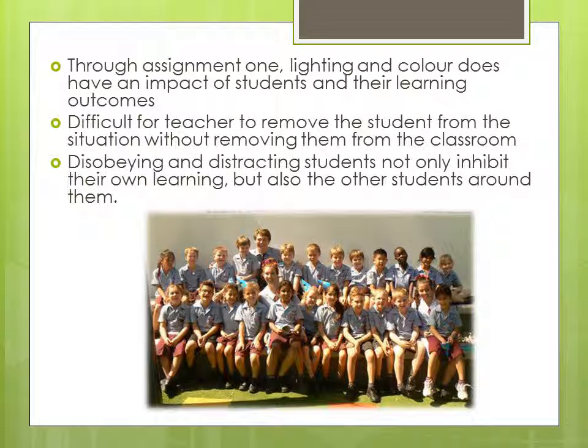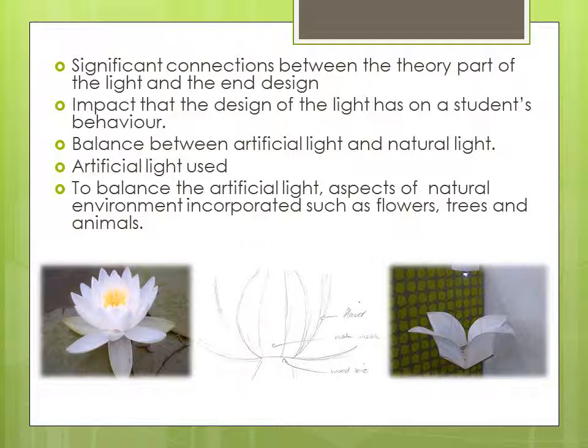I found through assignment 1 that lighting and colour does have an impact on students and their learning outcomes. A critical need that I address is the mood of students. After being a classmate for a Year 2 class in my final year of school, I found that it was difficult for the teacher to remove the student from the situation without removing them from the classroom. This critical need is important to me as I believe that disobeying and distracting students not only inhibit their own learning, but also the students around them.